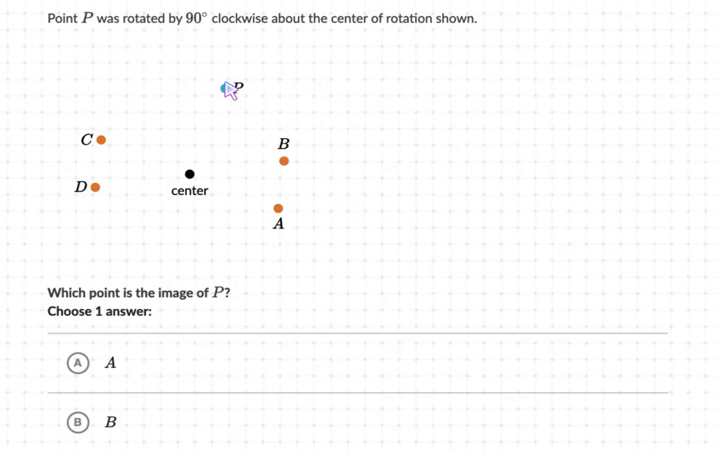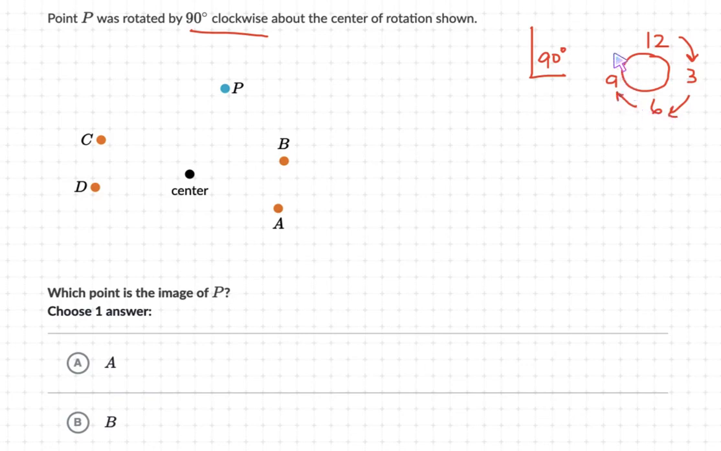All right, for this one they said that point P is rotated by 90 degrees clockwise. So remember, an L shape is 90 degrees, and then clockwise you have to think about the way that a clock moves. So a clock is going to go in this direction because the numbers go in this direction. So that's clockwise. So you're going kind of to the right and down. Counterclockwise would be the opposite direction the clock would go. So it would be like up and to the left.